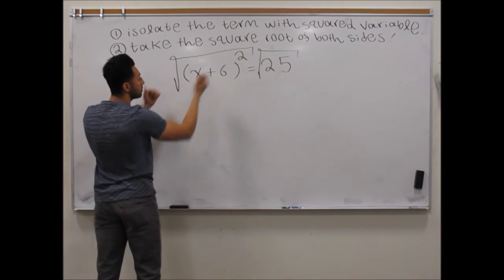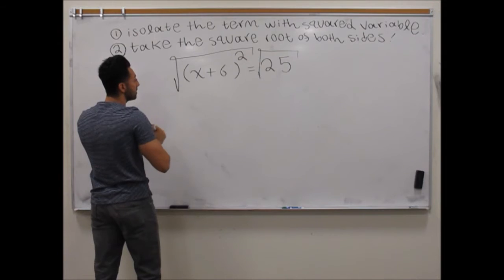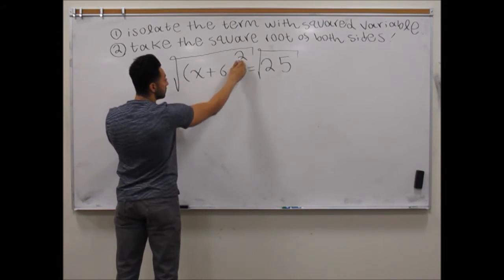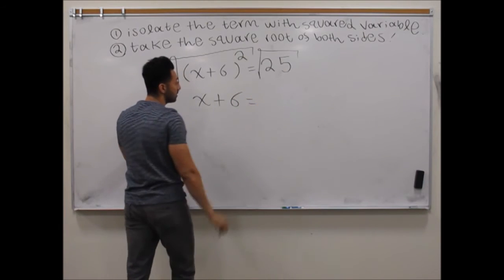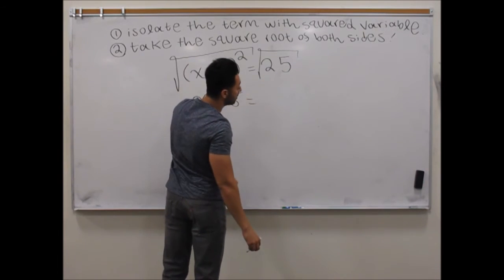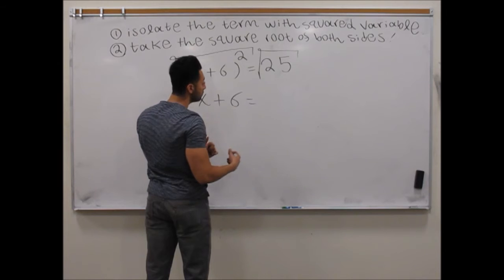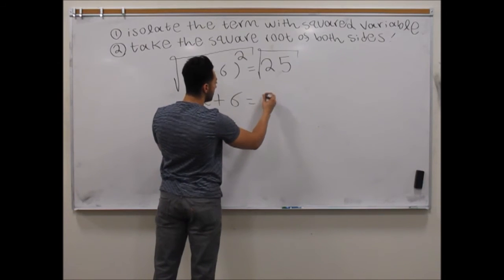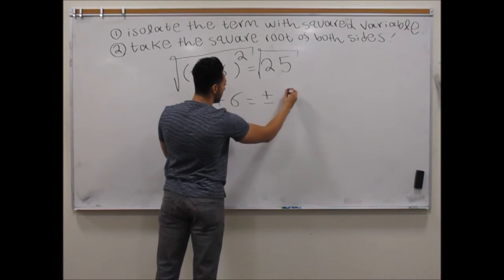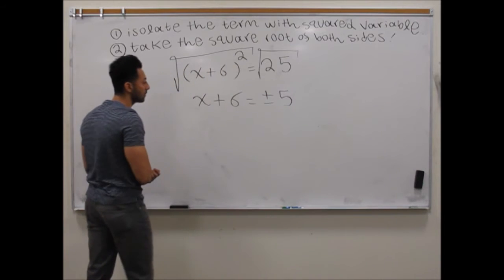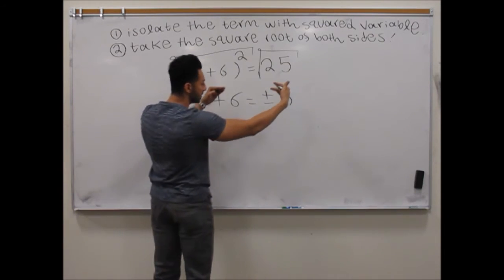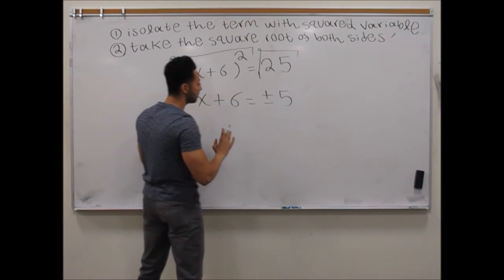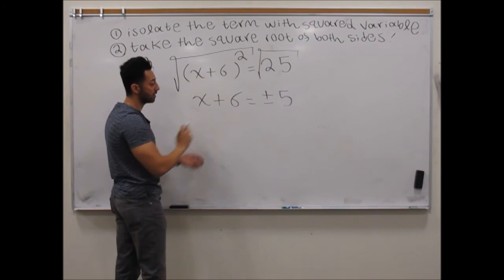Okay, taking the square root on this side, we'll just cancel the square term, so we'll just get x plus 6. On this side, we have to account for the positive and negative because we're taking a square root. So we get plus or minus 5. So in a situation like this, I would like to write down 2 separate lines, one for the positive 5 and one for the negative 5.